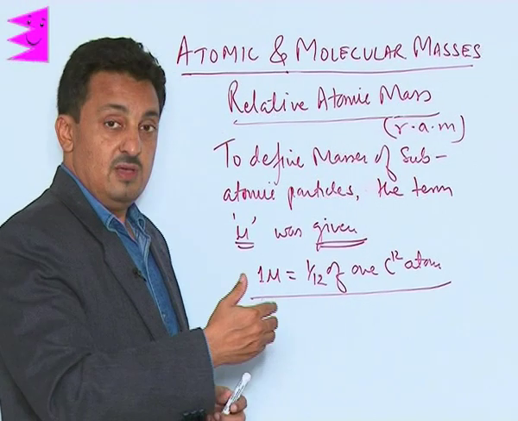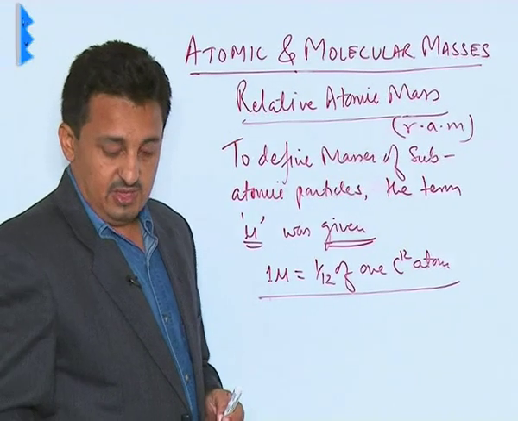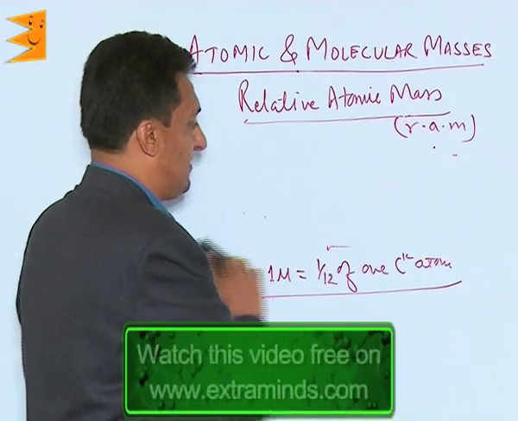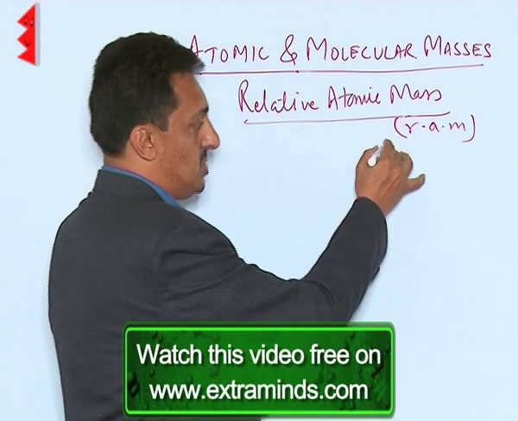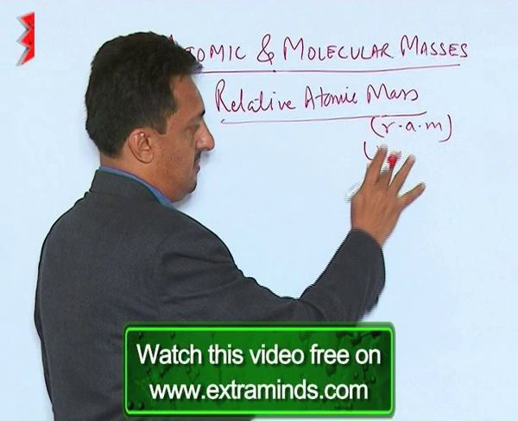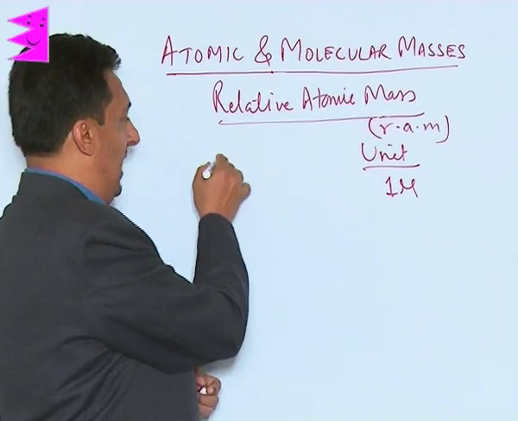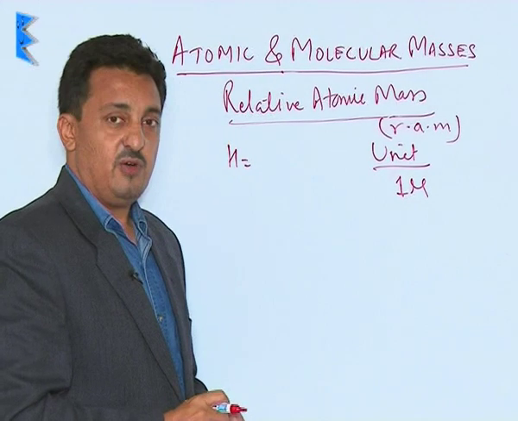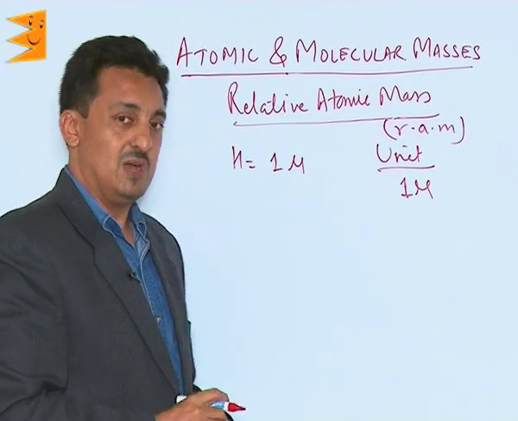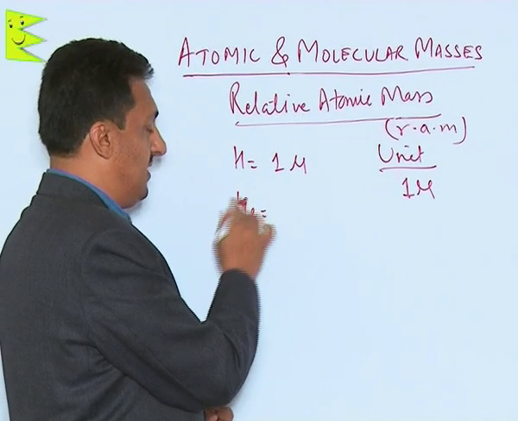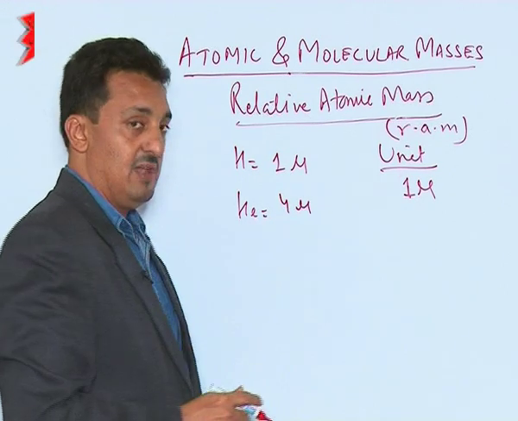Now after defining this term, we wanted to compare the masses of the atoms of the different elements with this unit. So our unit is 1 U, unified mass, and when we placed hydrogen against it, we found that it is almost similar in atomic mass, so we called hydrogen's mass 1 U. Then when we compared helium's mass with this unit, we found that it is 4 times this unit, so we call it 4 U.